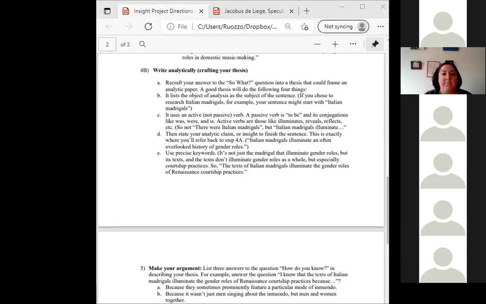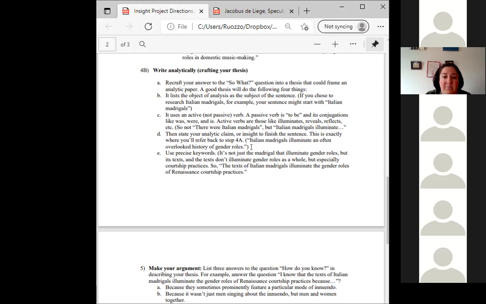Good. Okay. So we want to use an active verb. We want the subject to be our main topic. Then state your analytic claim or insight to finish the sentence. That's what you get from 4A. That insight that you synthesized in 4A, that becomes your big claim in 4B.